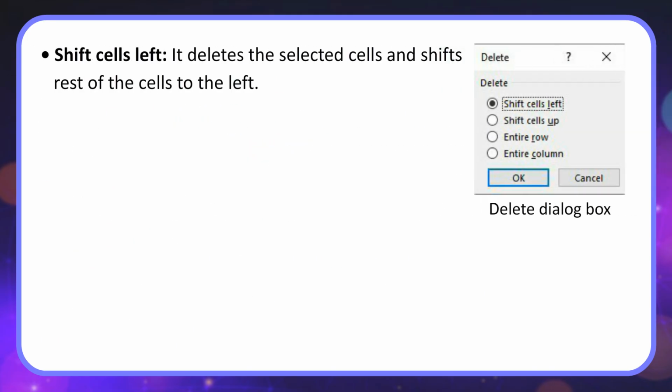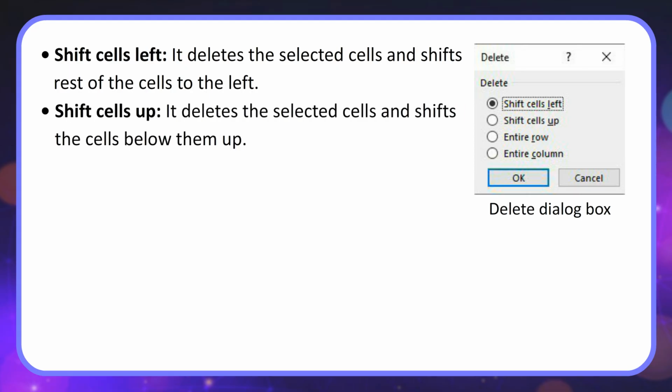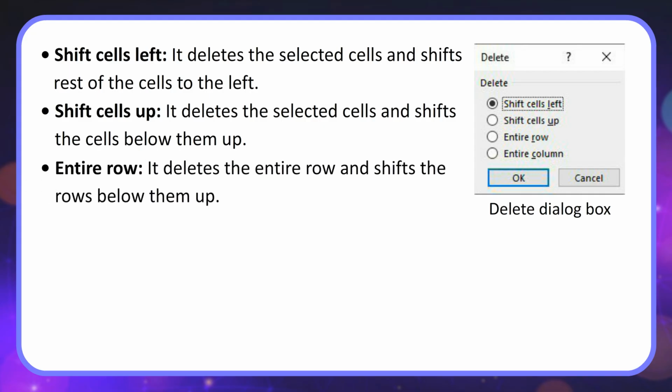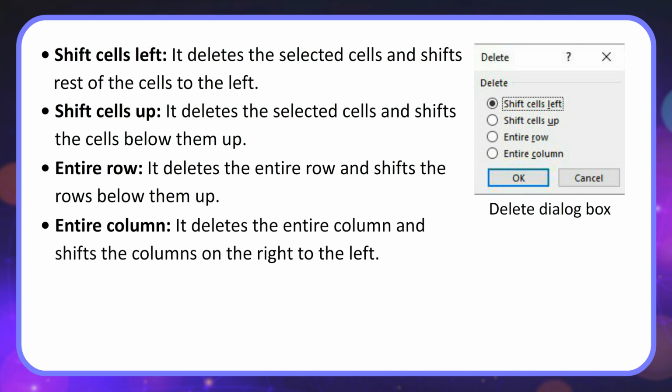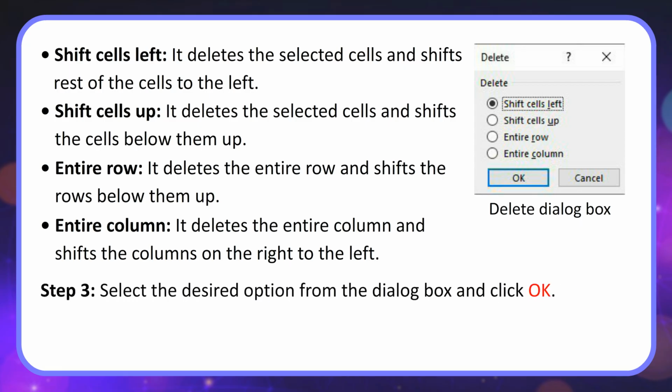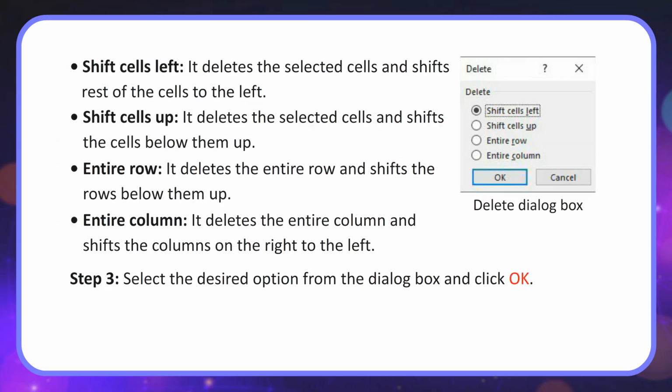Shift cells left. It deletes the selected cells and shifts rest of the cells to the left. Shift cells up. It deletes the selected cells and shifts the cells below them up. Entire row. It deletes the entire row and shifts the rows below them up. Entire column. It deletes the entire column and shifts the columns on the right to the left. Delete dialog box. Step 3. Select the desired option from the dialog box and click OK.